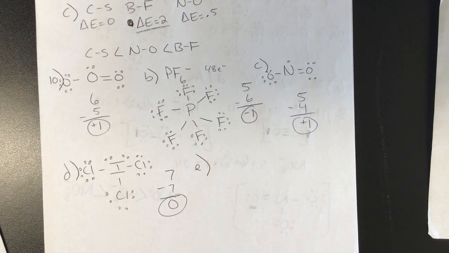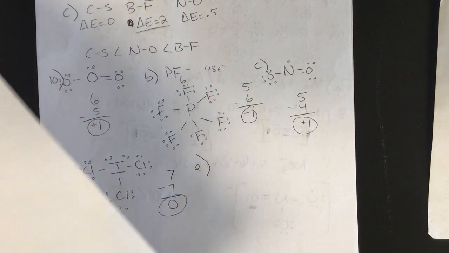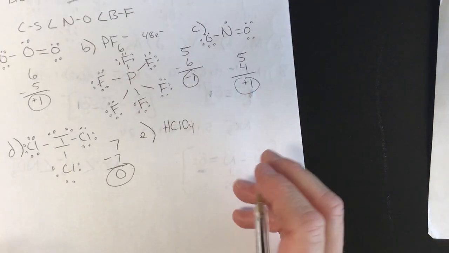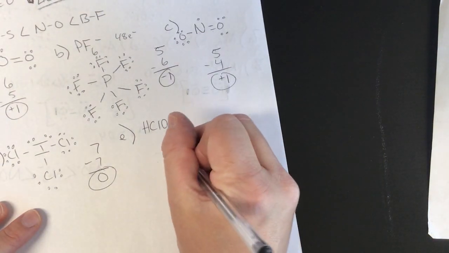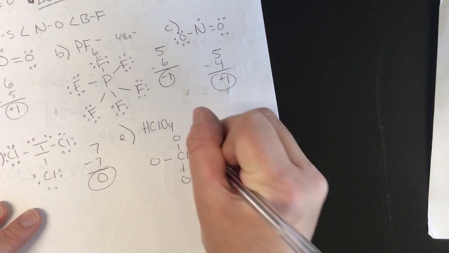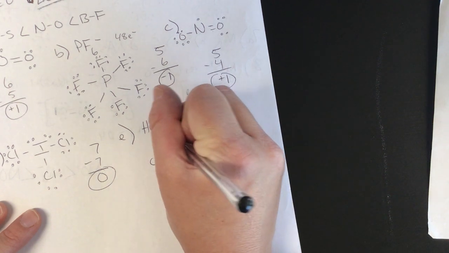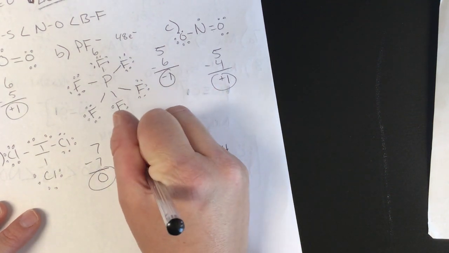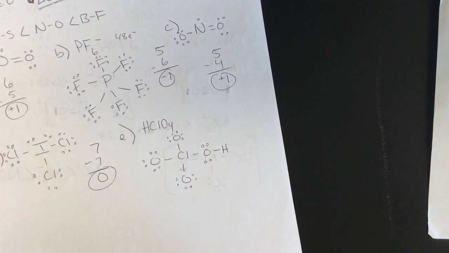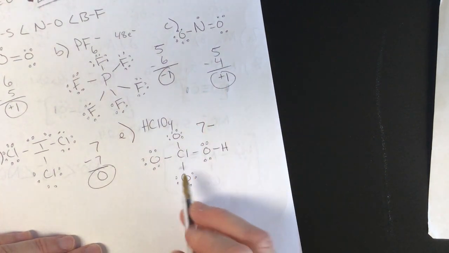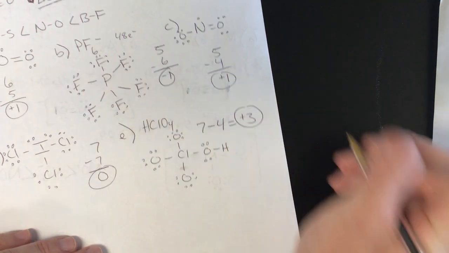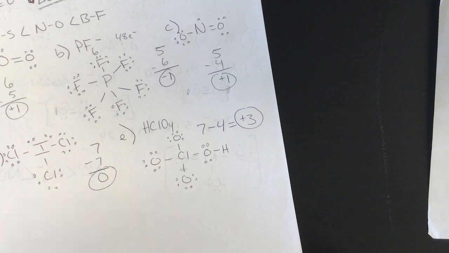Okay, then E, here's the last one: chlorine in HClO4. Chlorine is in the middle, with the oxygens around it, and hydrogen is going to be attached to one of the oxygens. We'll put our lone pairs in. Chlorine has 7 valence, and we only have 1, 2, 3, 4 assigned. So we're going to get a +3 on chlorine for our formal charge.